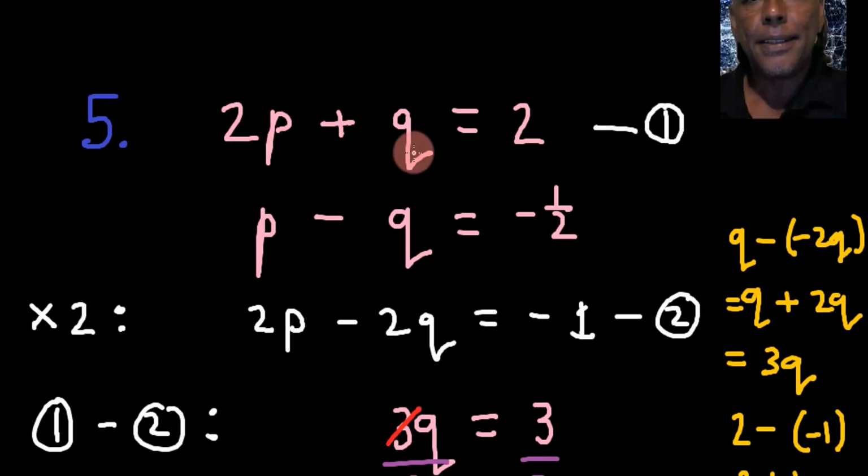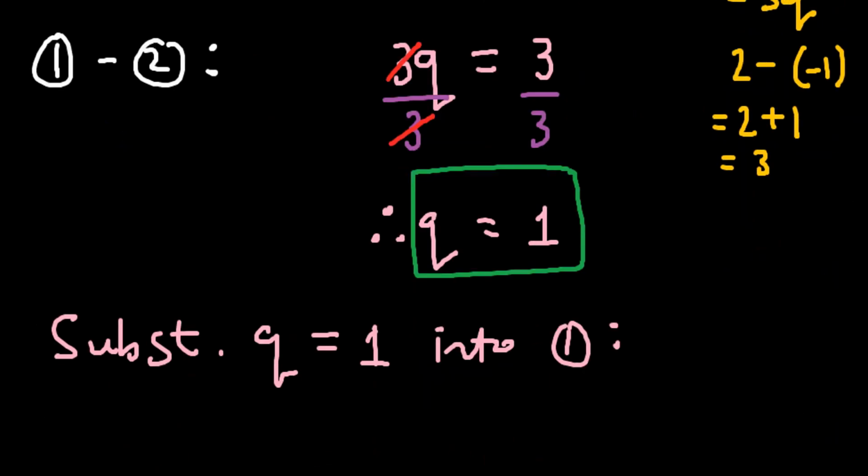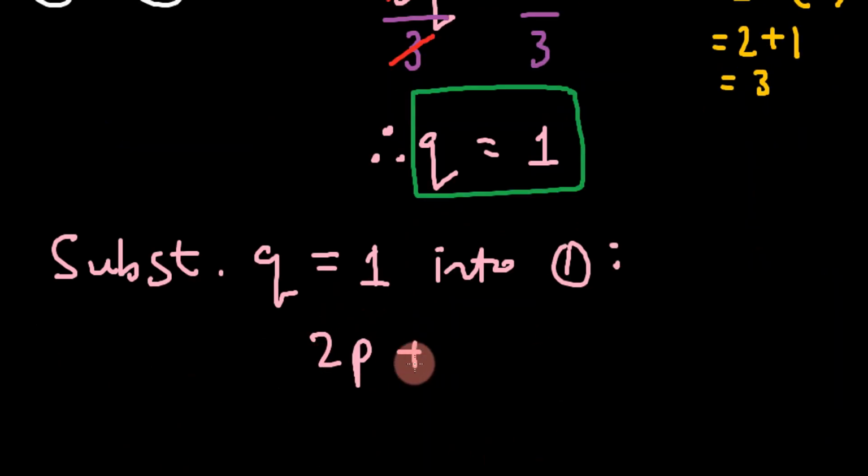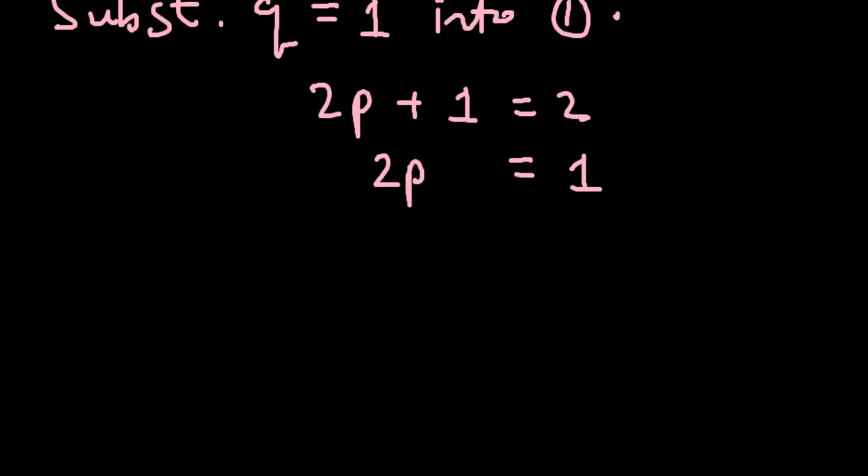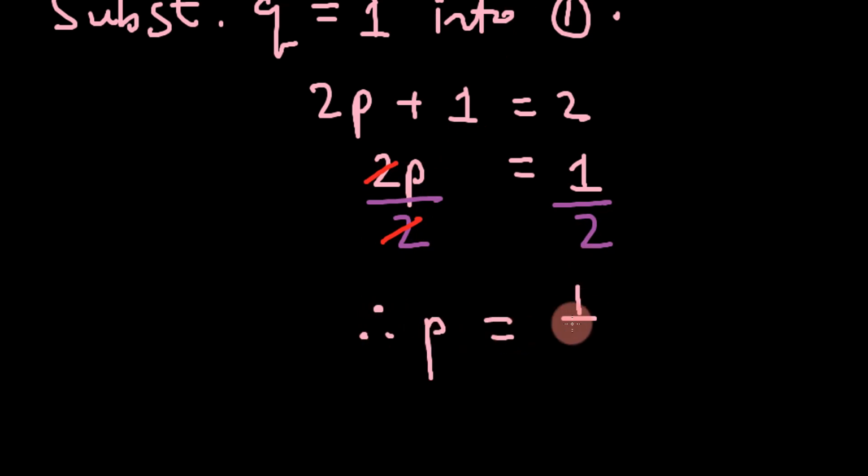So 2p plus q is equal to 2. We can take the 1 to the right-hand side, so 2 minus 1 will give us 1. And now we can divide both sides by p, or rather by 2. The 2's will cancel here, and we're left with p equals 1 over 2, or 0.5.